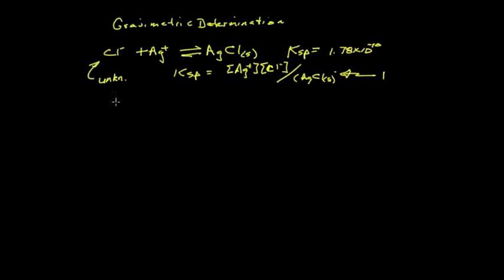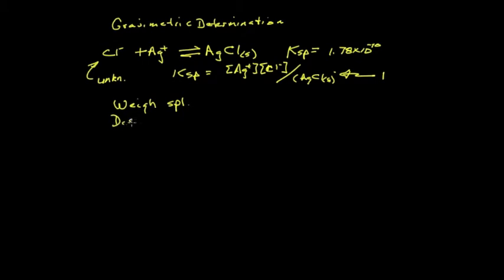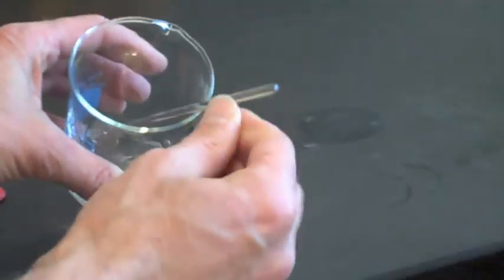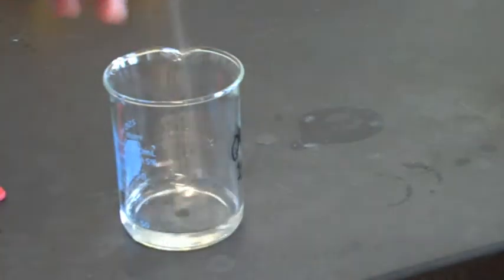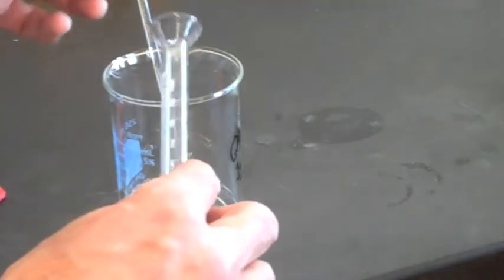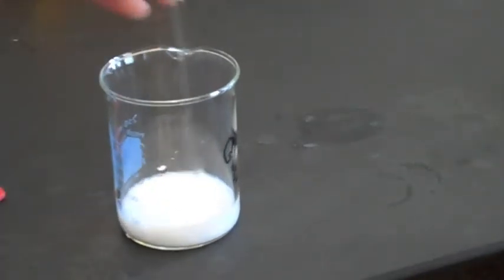So this involves: weigh the sample, and we'll do this by weighing by difference. Dissolve it in water. So we add a small amount of deionized water and stir till everything dissolves. Add the silver nitrate reagent. And the white precipitate is our silver chloride.